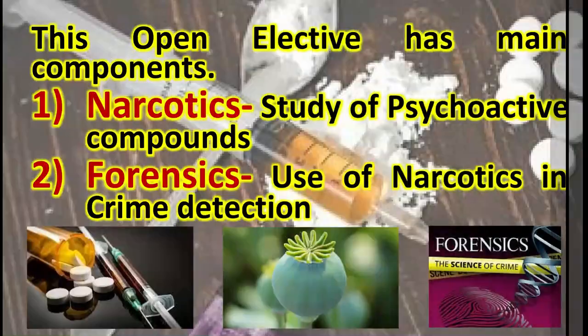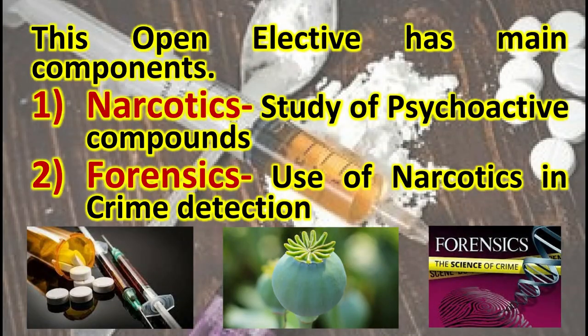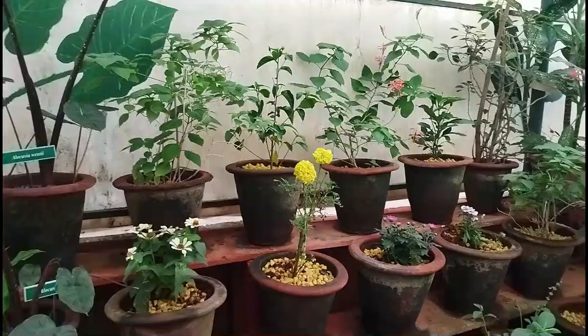use narcotic substances. So this course has two main components, as I've already told you. One is narcotics, in which we will study the different types of narcotic substances, especially the narcotics that are produced by plants. In the second component, we will study crime detection, that is forensics, in which we will study how doctors or experts use narcotic substances on criminals or suspects in order to bring out the truth.